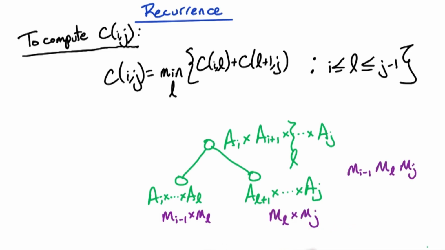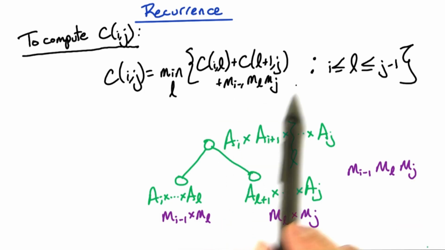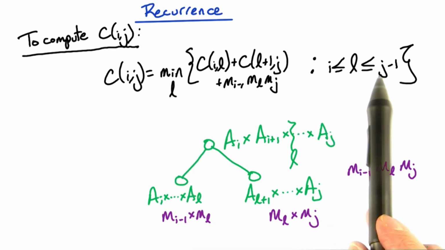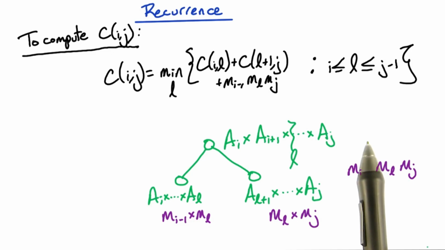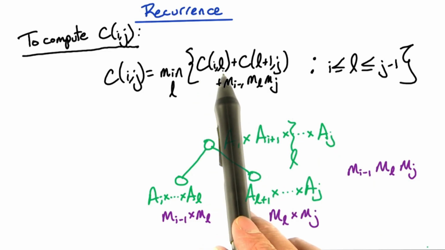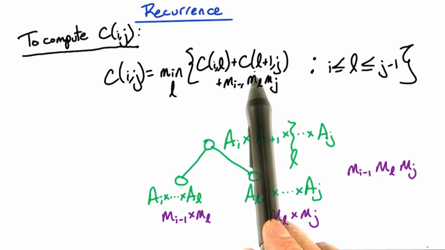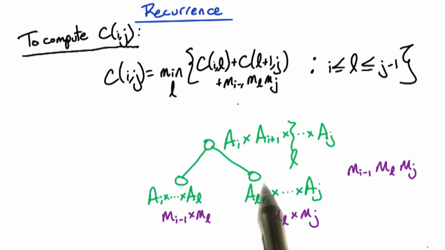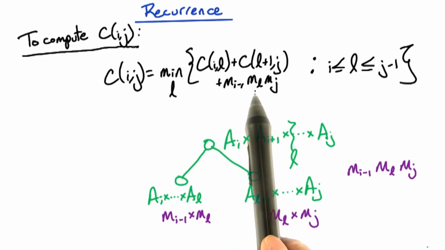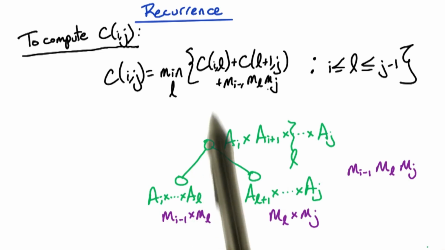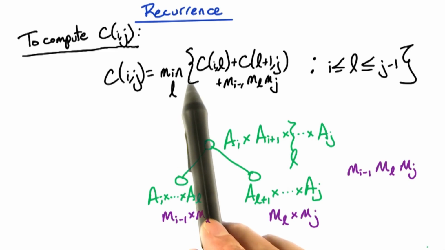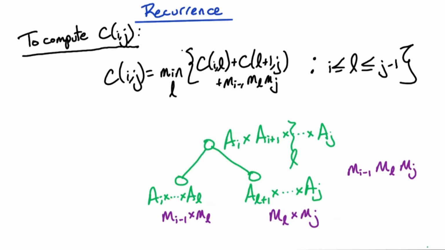To multiply these together, the cost is M_{i-1} times M_l times M_j. Adding that term into our recurrence, we take the min over the choices of l, where l can vary from i to j minus 1. And for that specific l, the cost is the cost for the left subtree, C_{i,l}, plus the cost for the optimal right subtree, C_{l+1,j}, plus the cost of merging that left subtree with that right subtree, which is M_{i-1} times M_l times M_j. We take the sum of those three terms, and we take the l which minimizes that sum. That's our recurrence for C_{ij}.